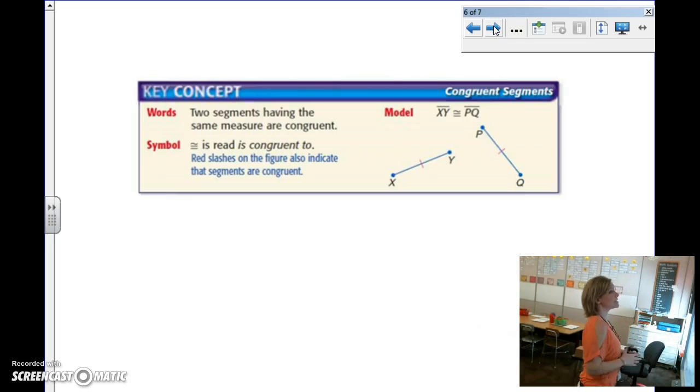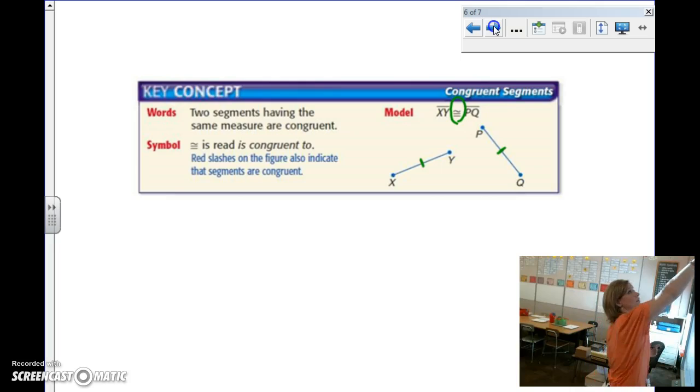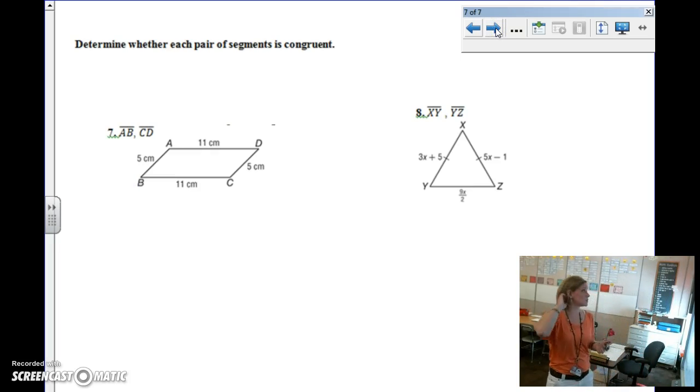All right, and the very last thing is to talk about congruent. This slide just reminds you what the congruent symbol looks like, that they're congruent to each other. It's an equal sign with a little wavy sign over the top. And if you saw them on segments, there'd be these little lines that would tell you that they are congruent to each other. So that's what we want to look for. In our two examples, let's take a look.